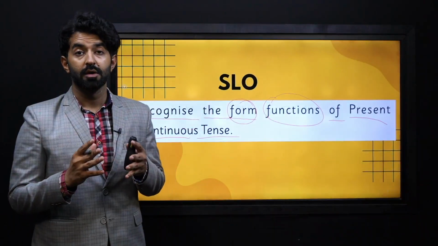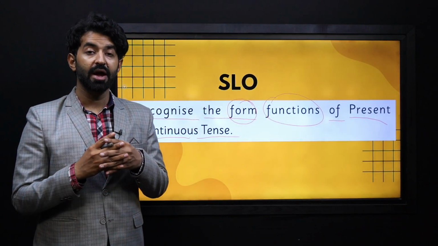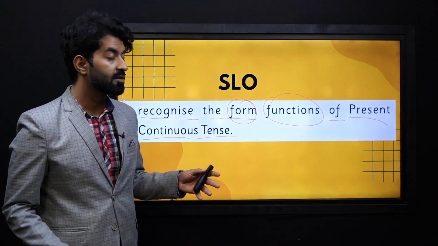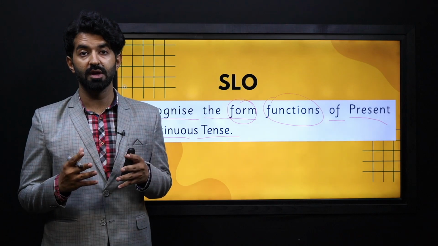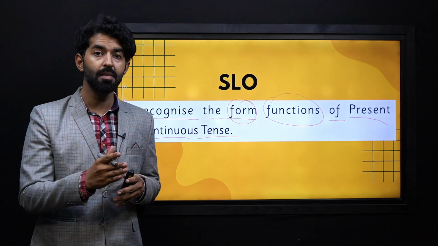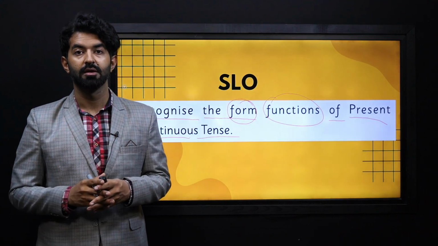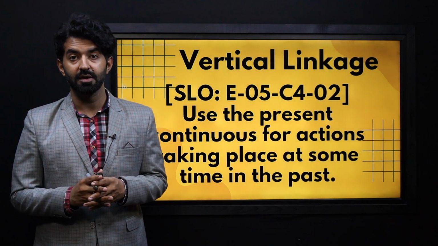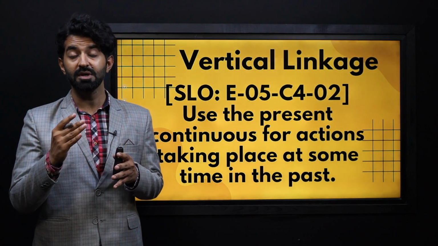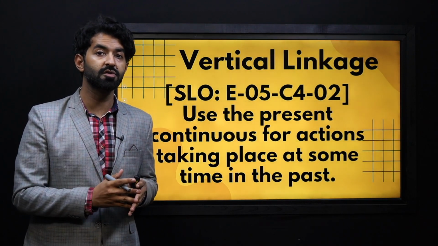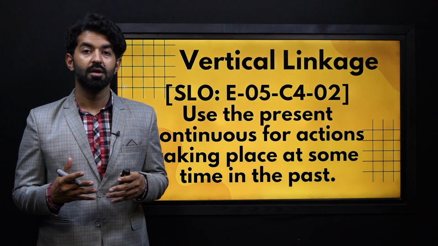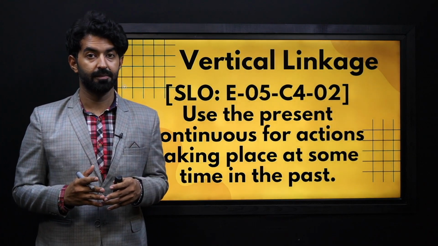Now, it's very simple. We will be trying to understand how the present continuous tense works, how we can use it, how we can recognize it, both its form and its function. Now, let's get started, but you have to understand that this SLO is linked with the previous grade, so that you can recall the concept that you have already learned.